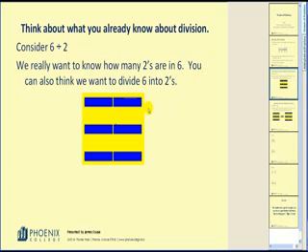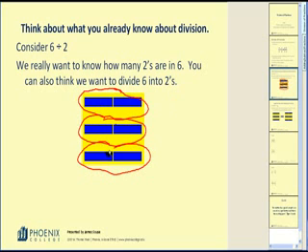So for example, if this is our model for 6, each rectangle equaling 1 unit, we could easily divide this into groups of 2. There's one, and there's another, and we can see the result would be 3 groups. Therefore, we can conclude and pretty much understand why 6 divided by 2 is equal to 3.